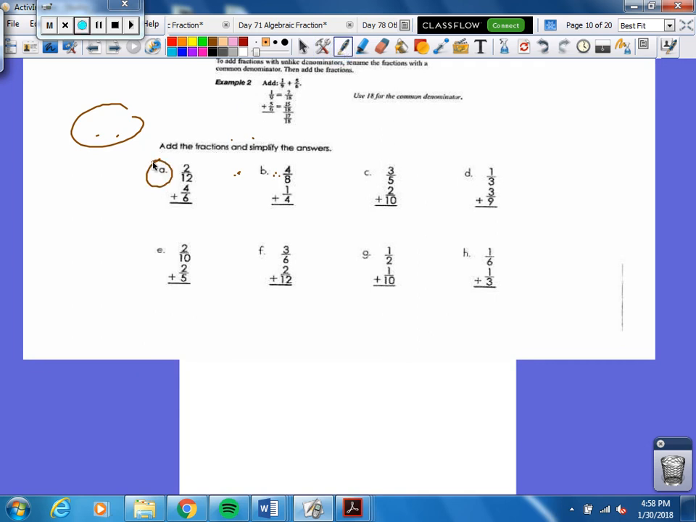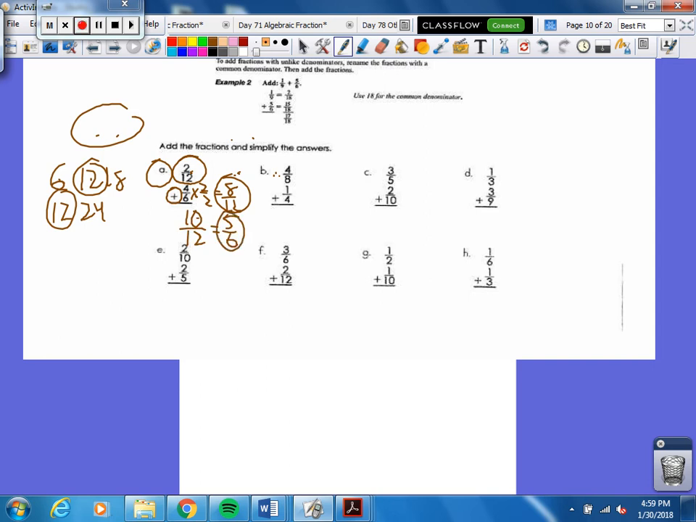A, 2 over 12 plus 4 over 6. We can find a common denominator. What's it going to be? Well, I roll 6s: 6, 12, 18. Roll 12s: 12, 24, and then keep going, but I notice that 12 is my common denominator. So this one I can leave on its own. And so I can multiply this fraction by 2 over 2, because 6 times 2 is 12. And so this is 8 over 12. So I got 2 over 12 plus 8 over 12. What's that going to be? Yeah, 10 over 12. And that's going to be simplified, divide by 2 over 2, cut it in half, 5 over 6. Done. Okay? Let's keep warming up because we're going to eventually put some variables in here.